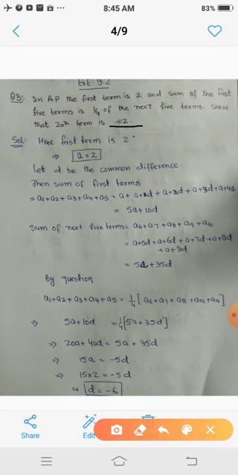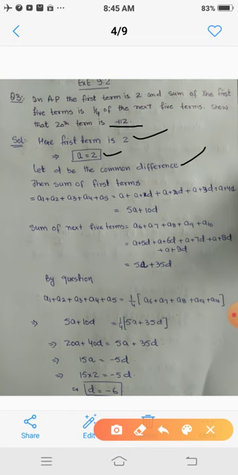Here the first term is 2. This means that A equals 2, because we denote the first term of an AP by A. Let D be the common difference of this AP.